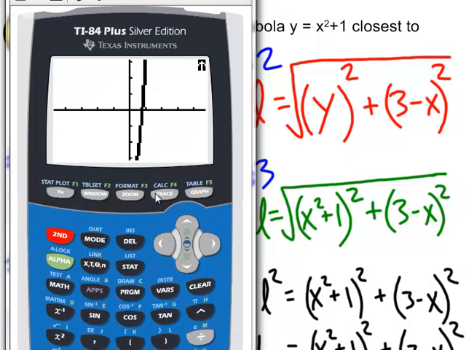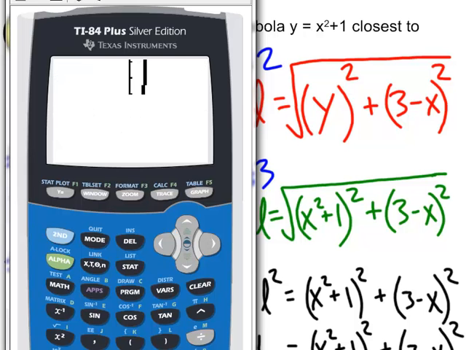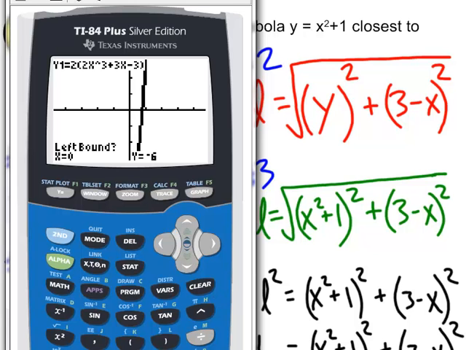So let's go to 2nd Calc, and we'll go to option number 2, zero, to find the x-intercept. For left bound, I'll type in 0. For right bound, I could type in 1, but I'm going to type in 2 just to be safe. So I just typed in 2 and then hit enter. For guess, I'll just hit enter. And there is my x-intercept.